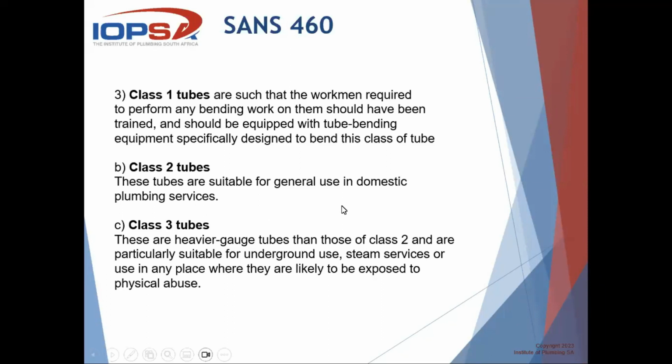And then Class 2, suitable for general use in domestic plumbing services. Also, you can bend these tubes. And this you may be able to bend with a spring or with your hands. And then obviously Class 3, which is a heavier gauge, and that may be suitable for underground. Again, referring to the conditions, make sure of the soil conditions before you do it, so that you do not do this installation and have to remove it later on.